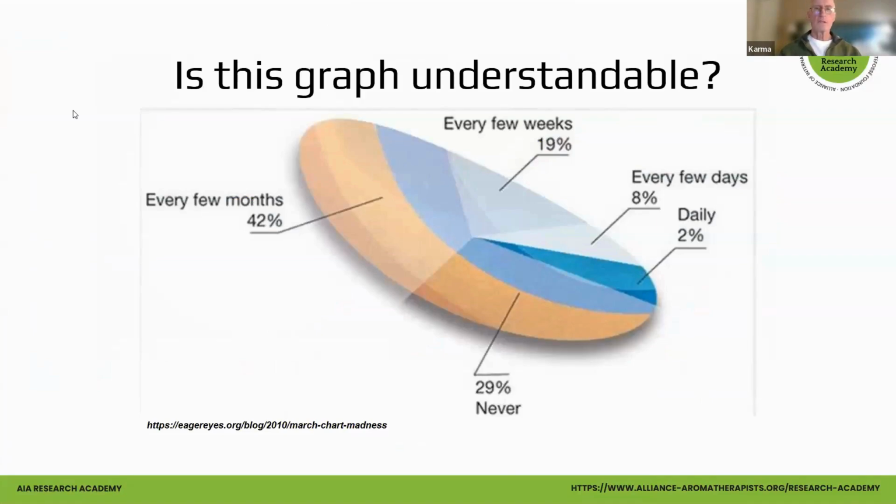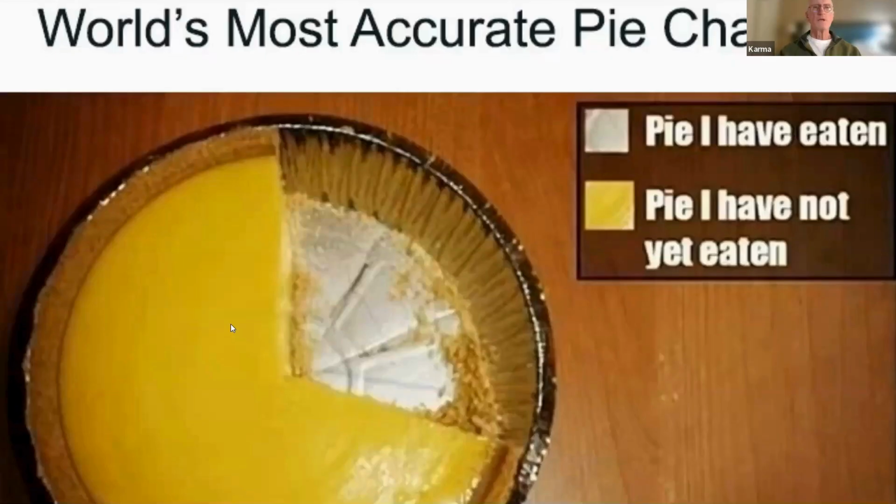And look at this. This is really a gem. It purports to be a pie graph, I guess. It's not only on its edge. Where is the edge? Is this the edge here? Then it looks like an uneven cookie. And what does this mean? And this mean? And this mean? This is totally incomprehensible. World's most accurate pie chart. Pie I have eaten and pie I have not eaten.